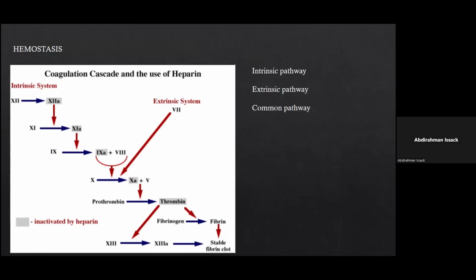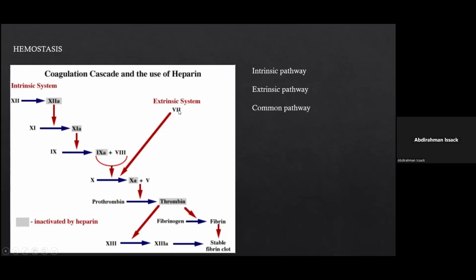Okay, let's start with the intrinsic pathway. The intrinsic pathway starts with the activation of factor 12 to activated factor 12, which activates factor 11 to activated factor 11, which now activates factor 9 to activated factor 9, which now combines with factor 8 to activate factor 10 to activated factor 10.